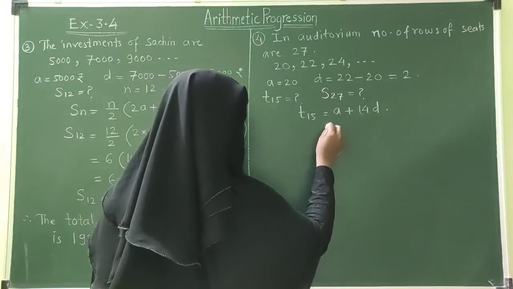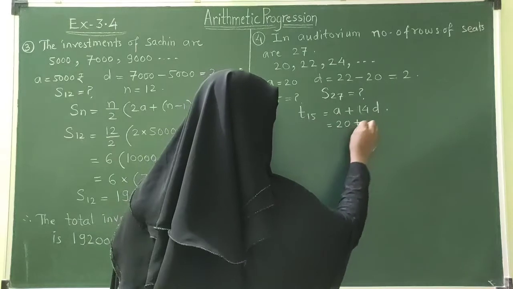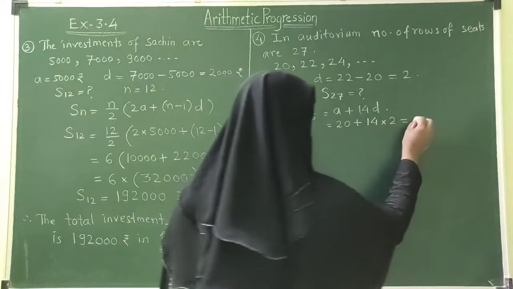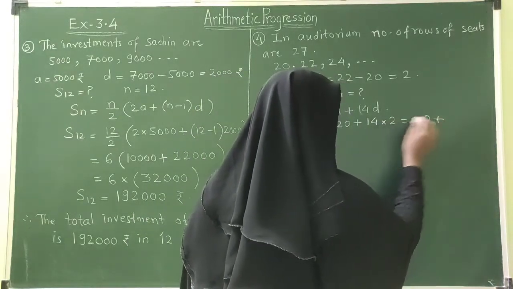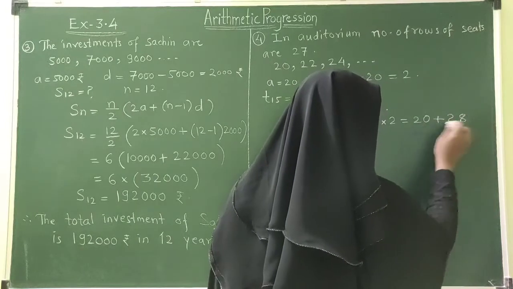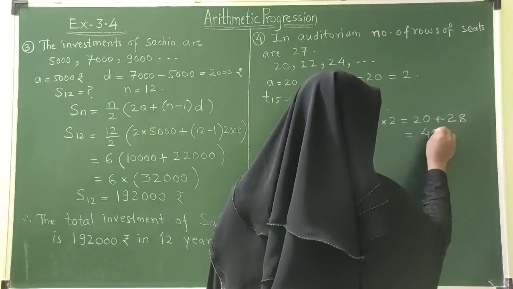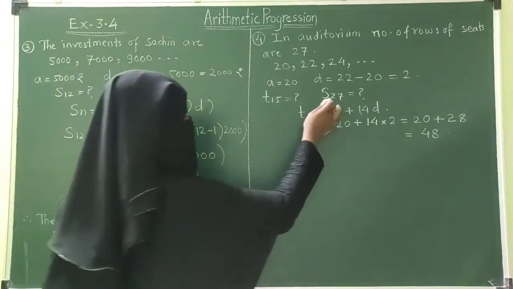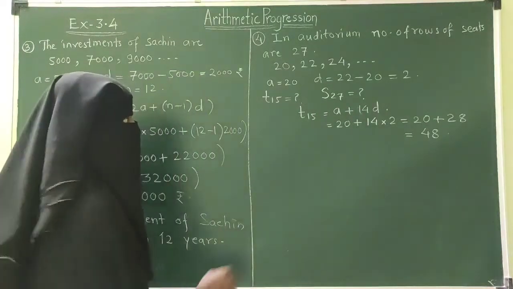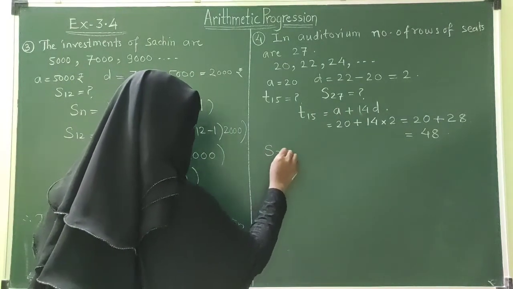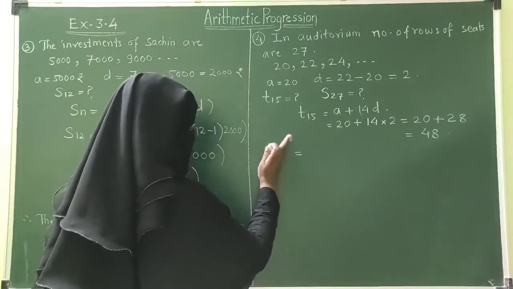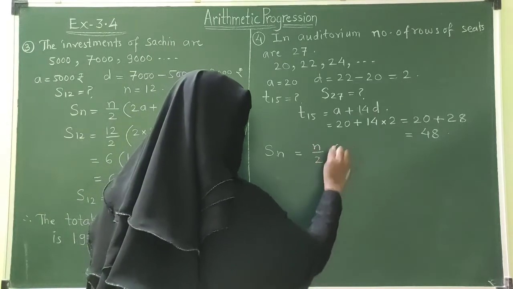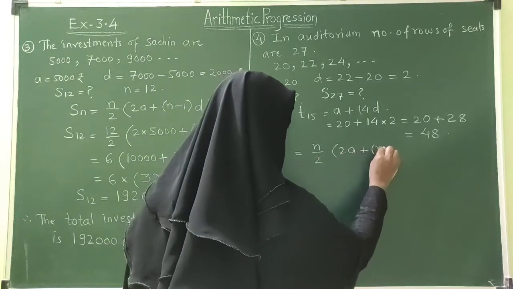Substituting the values, value of a is 20 plus 14 into value of d is 2. We get here 20 plus 28, that is 48. Therefore, there are 48 seats in 15th row. Now we have to calculate total number of seats in the auditorium. S27 is equal to, first of all we have to write formula for Sn. Sn is equal to n upon 2 into bracket 2a plus n minus 1 d.